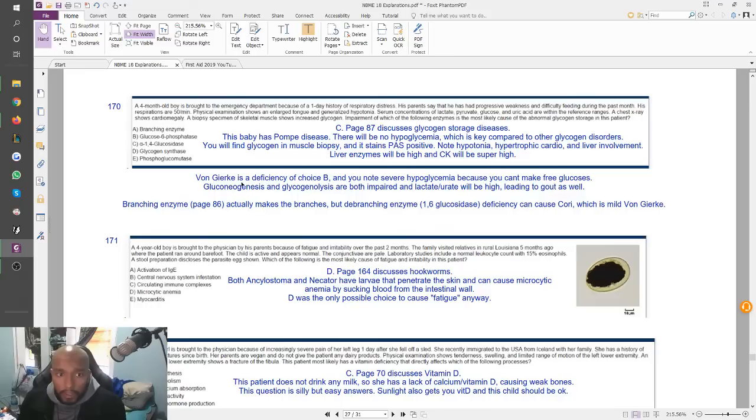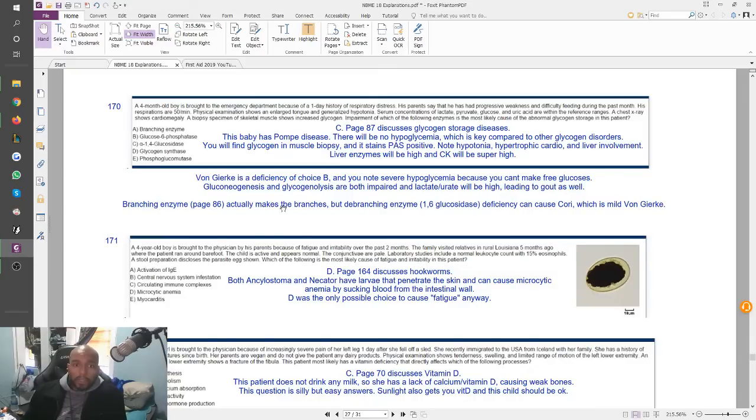So von Gierke is a deficiency of glucose 6-phosphatase. Glucose 6-phosphatase gets rid of the last phosphate so you can have free glucose. Without glucose 6-phosphatase, you will not have free glucose, so you note severe hypoglycemia. Gluconeogenesis and glycogenolysis are both impaired, so lactate and urate will also be high, and the urate causes gout in those patients. Okay, so that was glucose 6-phosphatase, von Gierke.